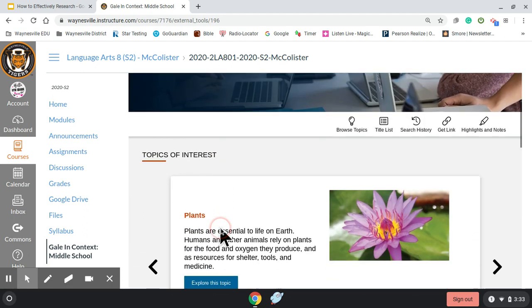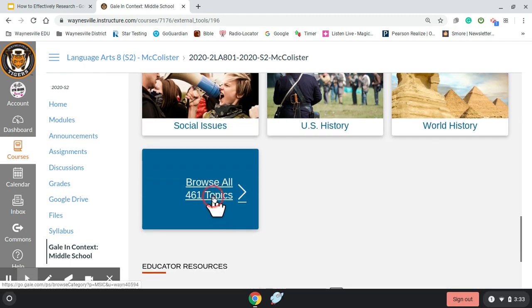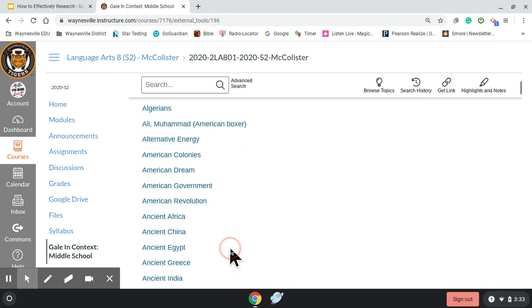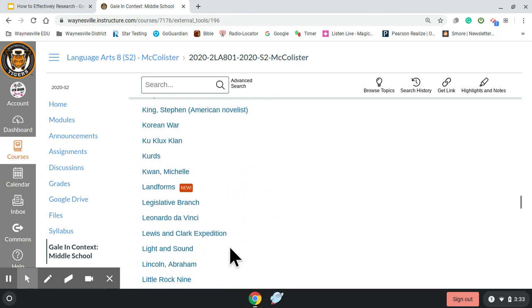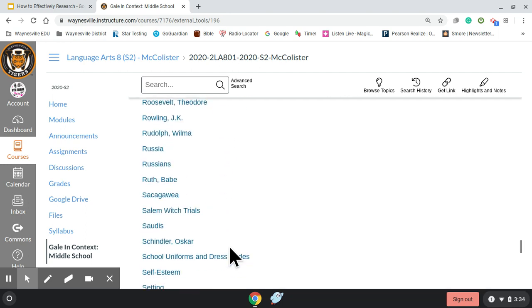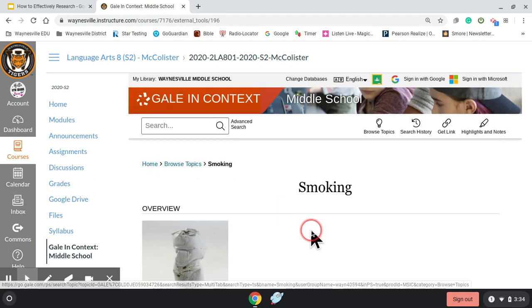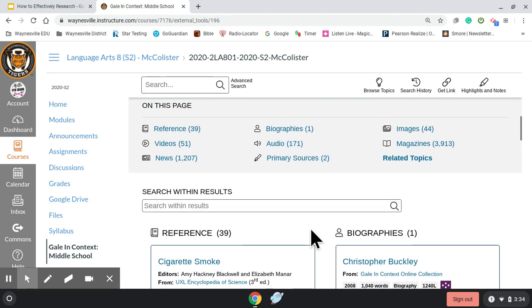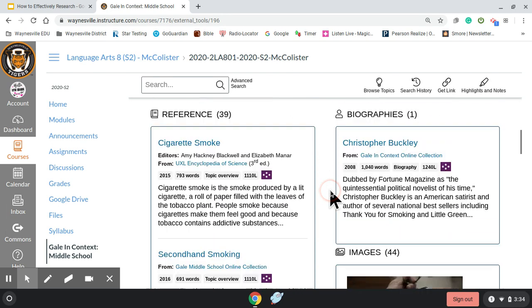So what you can do is go to the topic, which is browse all topics, and you can find smoking. We can take this route, or we can just do an advanced search. So again, we can take the smoking route and find smoking this way. But as you can see, there are 1,207 news articles and 3,913 magazine articles. You don't have time to go through all of that.